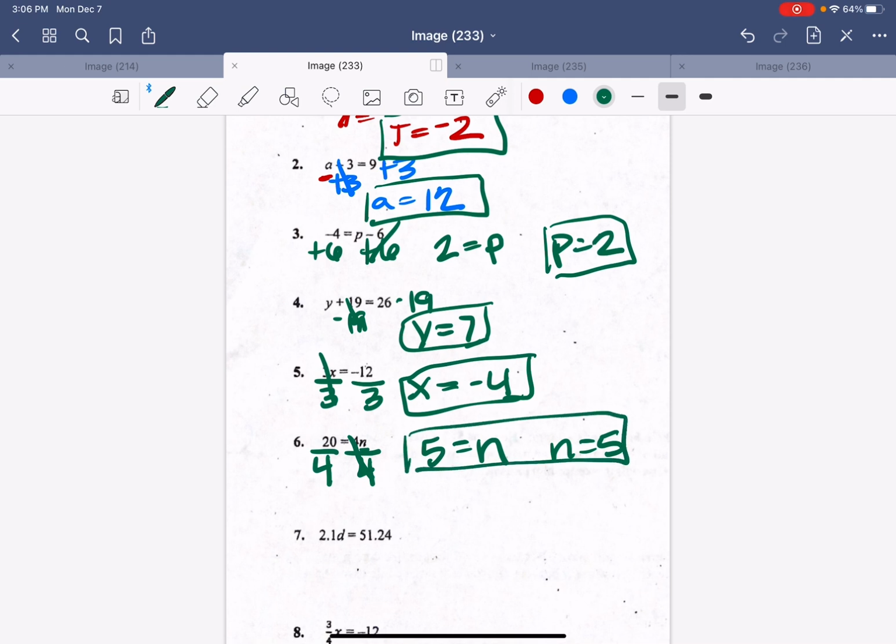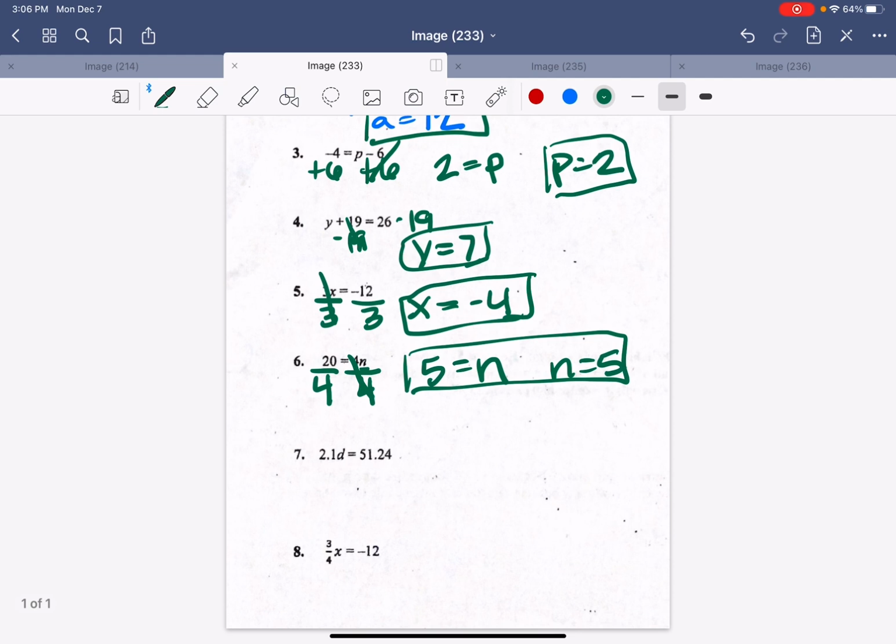Okay, number 7, 2.1d = 51.24. So on this one, again, it's multiplying. So on it, I want to divide by 2.1. So I'm going to have 51.24 divided by 2.1, which is d = 24.4.